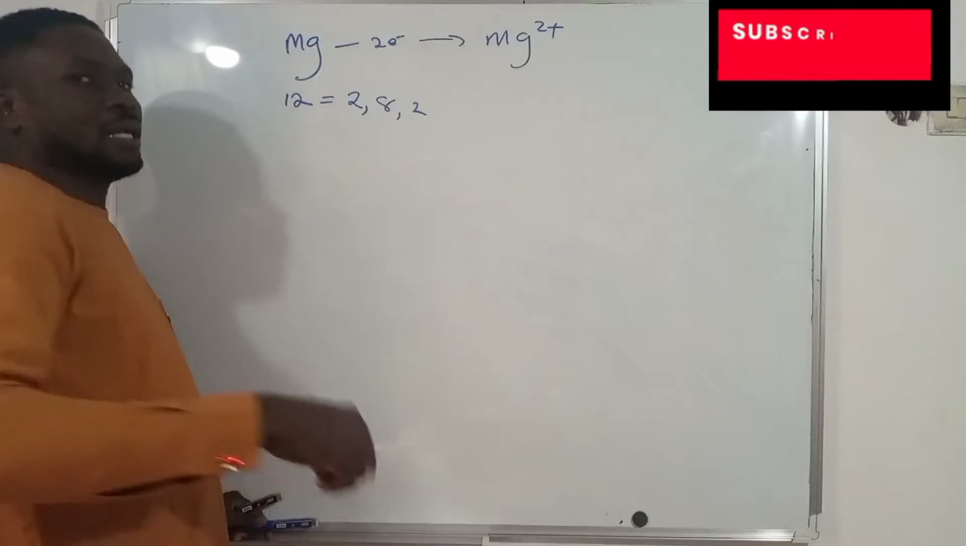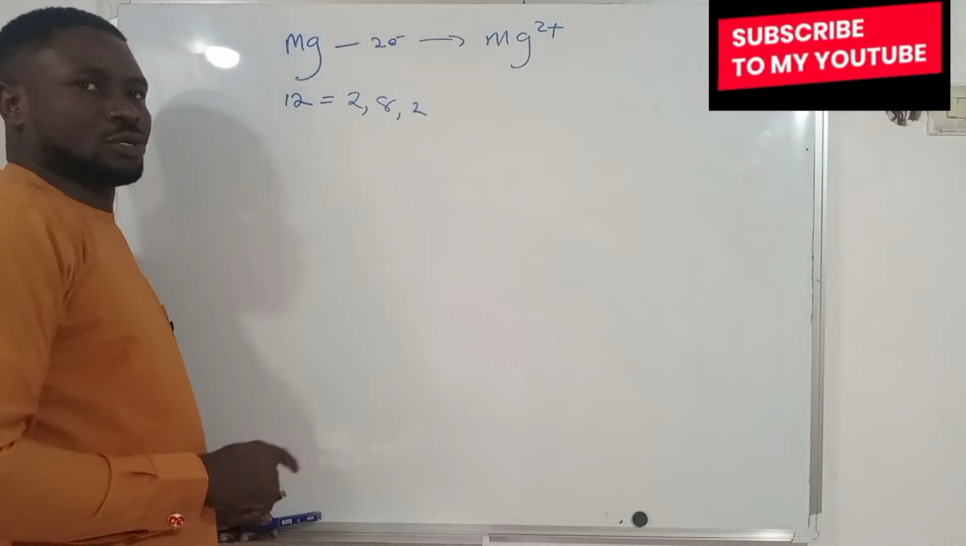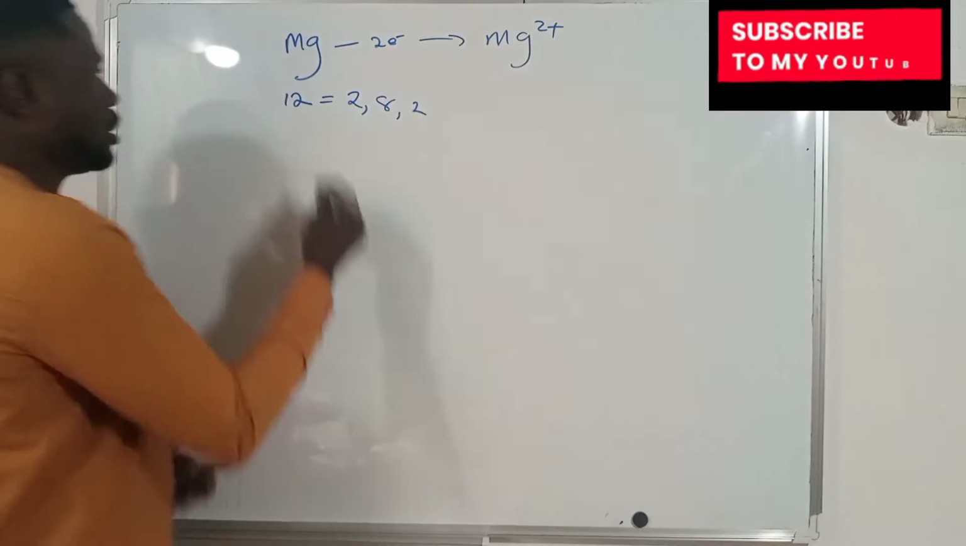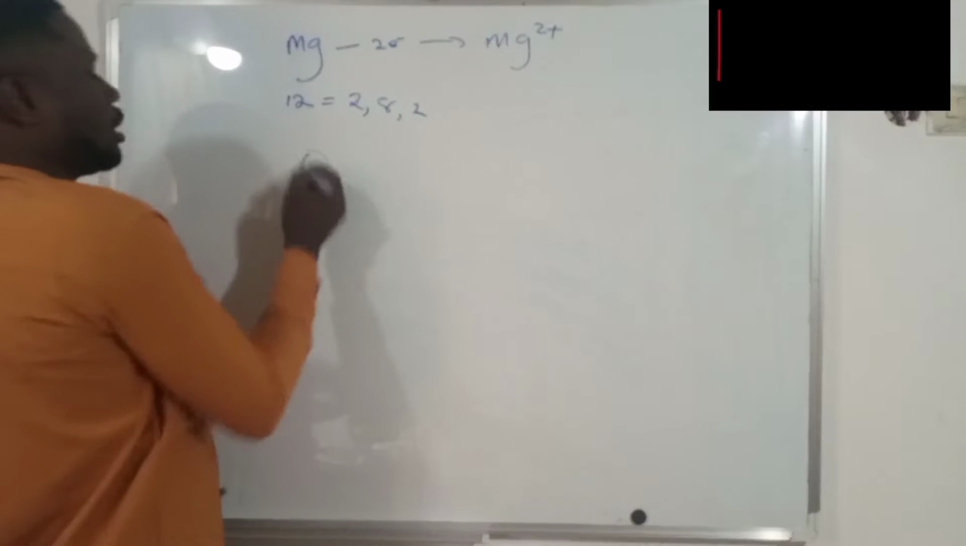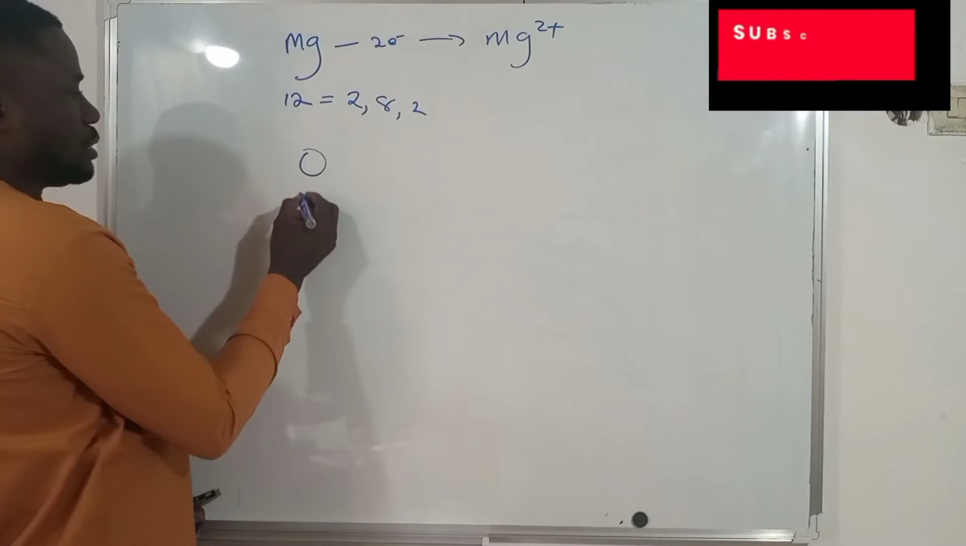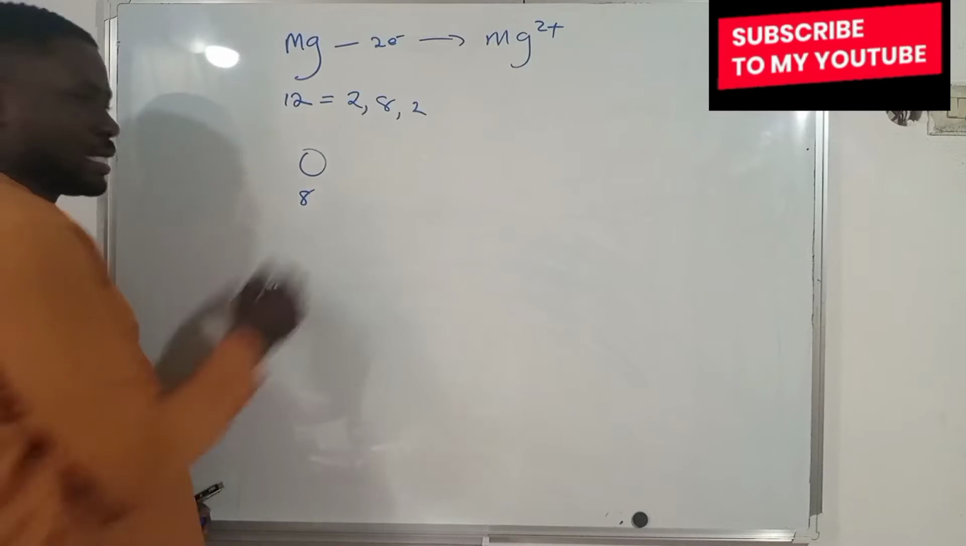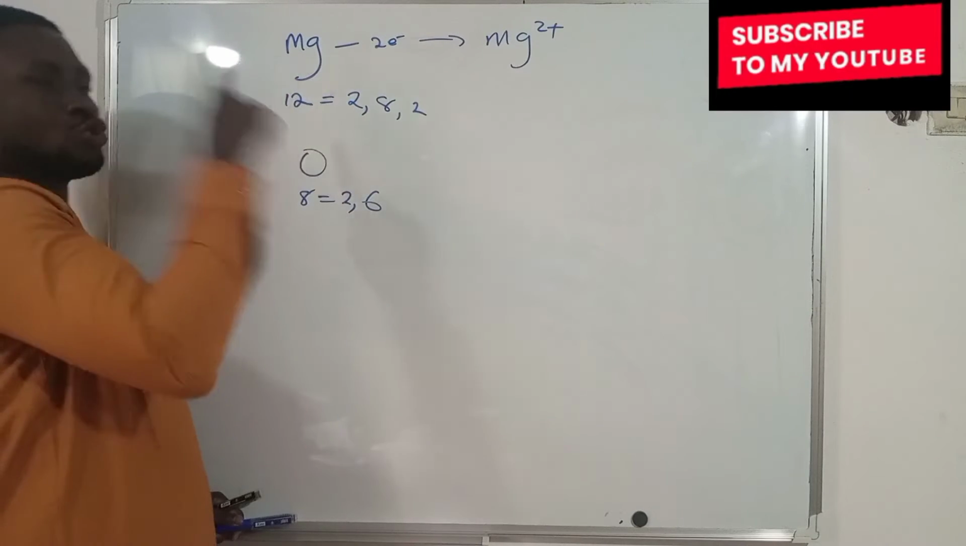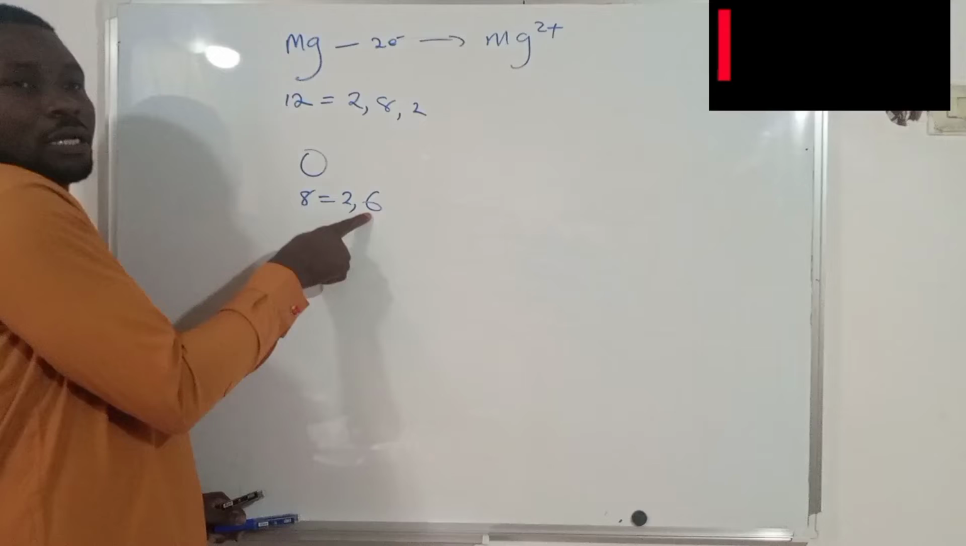Now, because magnesium is donating 2 electrons, these electrons can only be accepted by a non-metal that is ready to accept 2 electrons. And that's why we are looking at oxygen. The atomic number of oxygen is 8, and that will be 2,6. You can see that oxygen needs 2 electrons to make this shell 8.